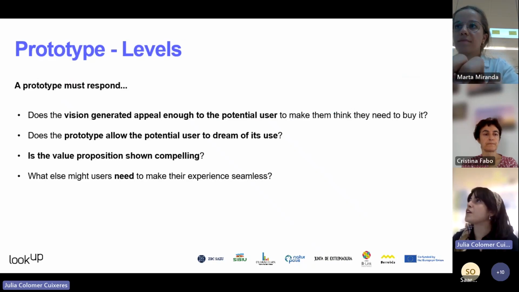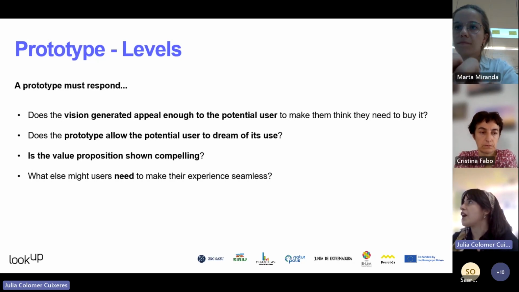Okay, here, just to give you some lines about what we want to look for with the prototype: does the vision generated appeal enough to the potential user? Basically, do you think that they are aware that they could need this service or product? I mean, it's going to be better for them. Do you think that it allows a potential user to dream that it is usable, that they will use it in the future and it's better for their life?